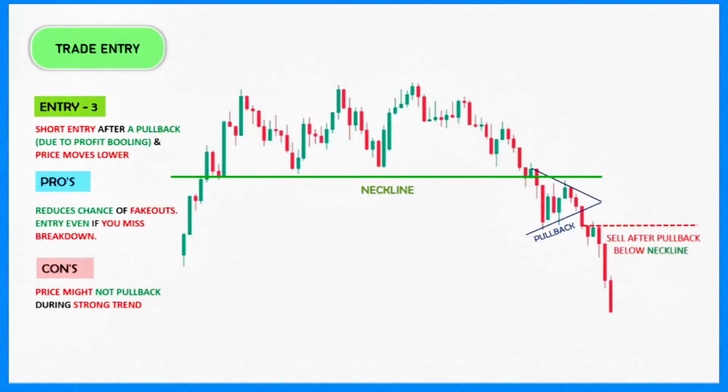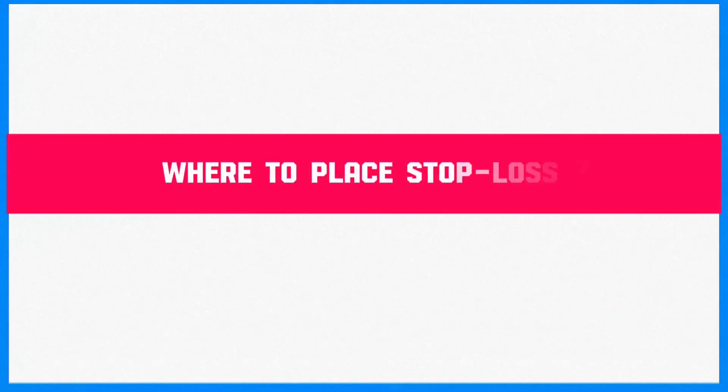3. Pullback or retest entry. If you miss the breakout, wait for a pullback or retest of the neckline after the breakdown. When the price retests the neckline and starts rejecting again, that's your signal to enter short.